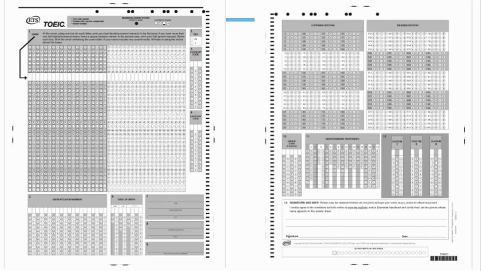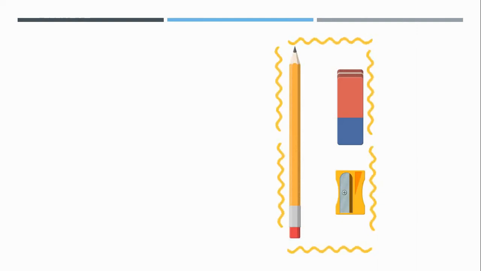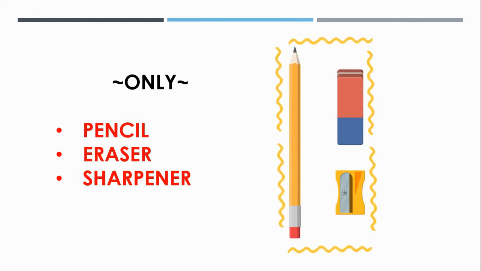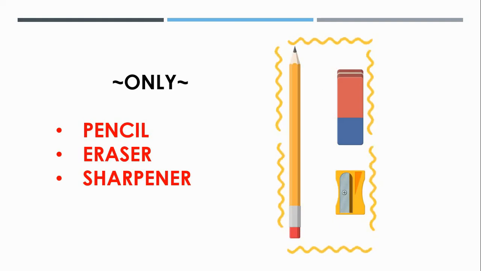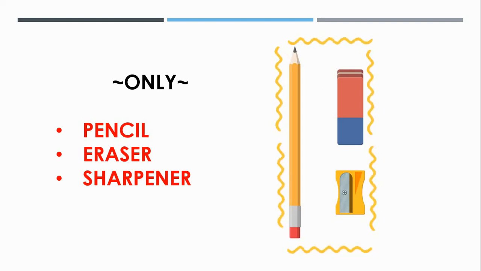So there are different sections, and this one here is the front part of the answer sheet, and this one here is the rear part of the answer sheet. We're going to get some instructions for how to fill each one of these sections. Let's start by saying that for filling this answer sheet, you only need a pencil, an eraser, and a sharpener. Okay, that's it. For taking the TOEIC test, you don't need a pen, you don't need liquid paper, you just need a pencil, an eraser, and a sharpener.